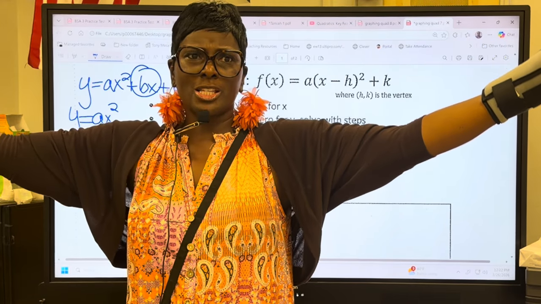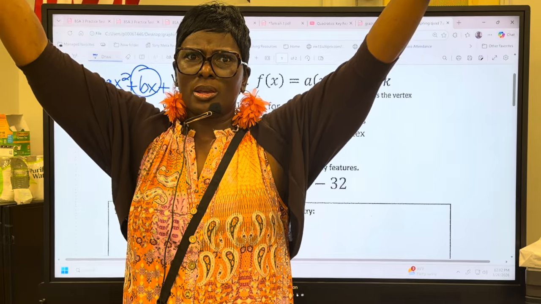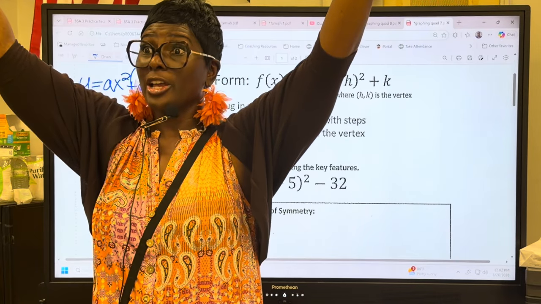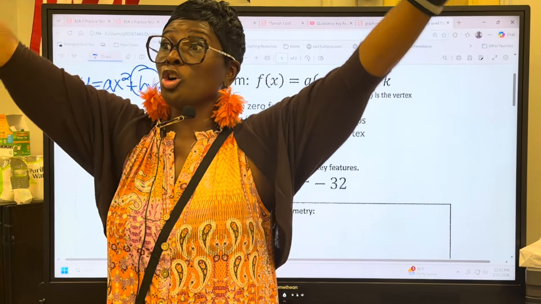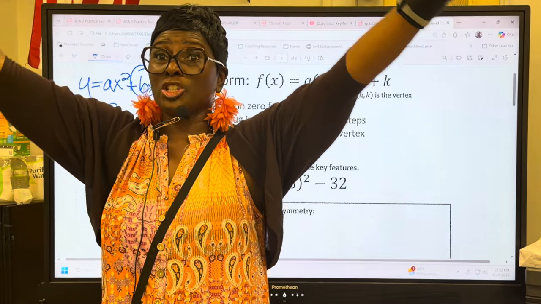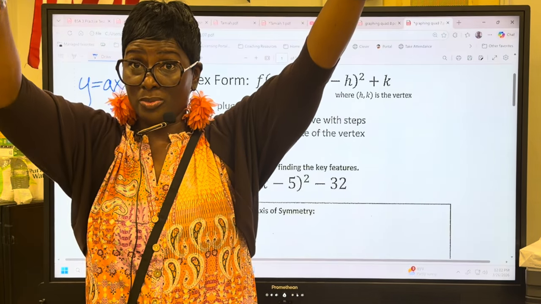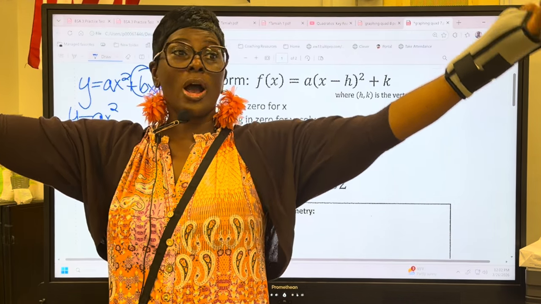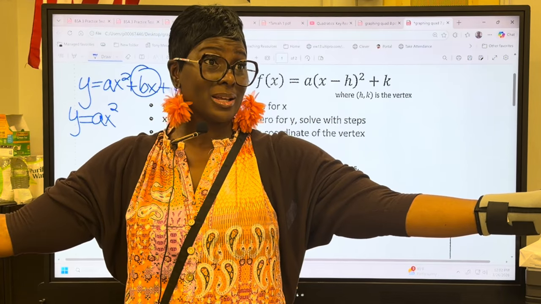Now, what happens when it's bigger than 1? It starts to stretch, right? Now I have vertical stretch. So vertical stretch is when it's narrow, and when a is less than 1, it is wide, which means compressed.